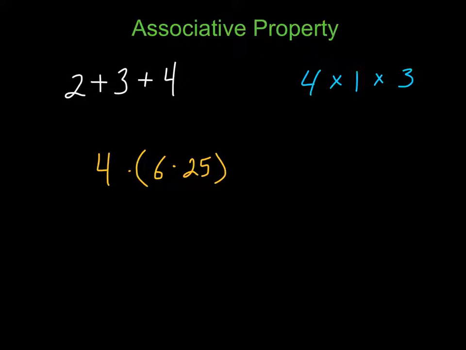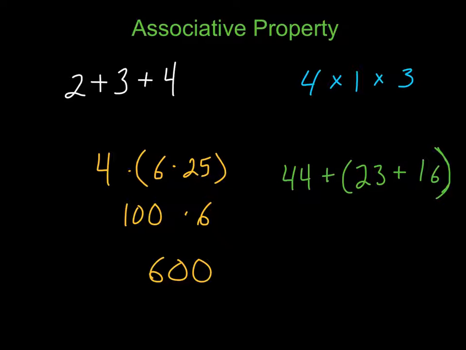Now here's where the associative property can help us out and make our lives simpler. If we have a problem like this, order of operations says we solve 6 times 25 first. But I know the associative property says if I'm timesing 3 numbers, I can times them in any order. So when I look at this, I know 4 times 25 is 100. And so that gives me 100 times 6, which gives me 600. Makes it a much easier problem to solve.